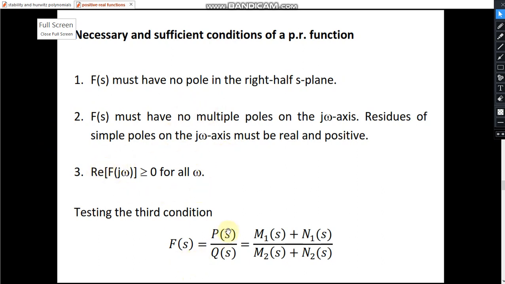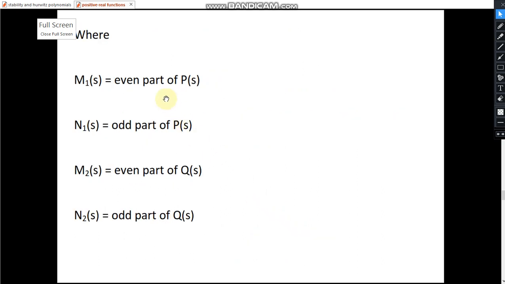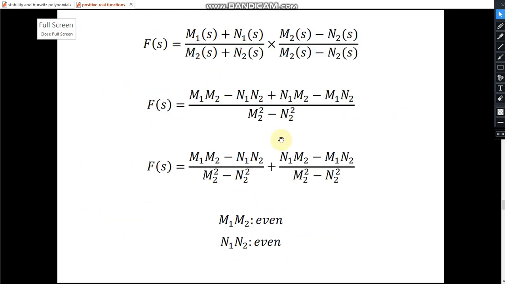Suppose F(s) is P upon Q, numerator polynomial, denominator polynomial, and this can be broken into two parts: even part of numerator, odd part of numerator, even part of denominator, odd part of denominator, like this. So now what we are doing is multiplying numerator and denominator by m2 minus n2. This will be written like this. In the denominator we have separated into two parts.